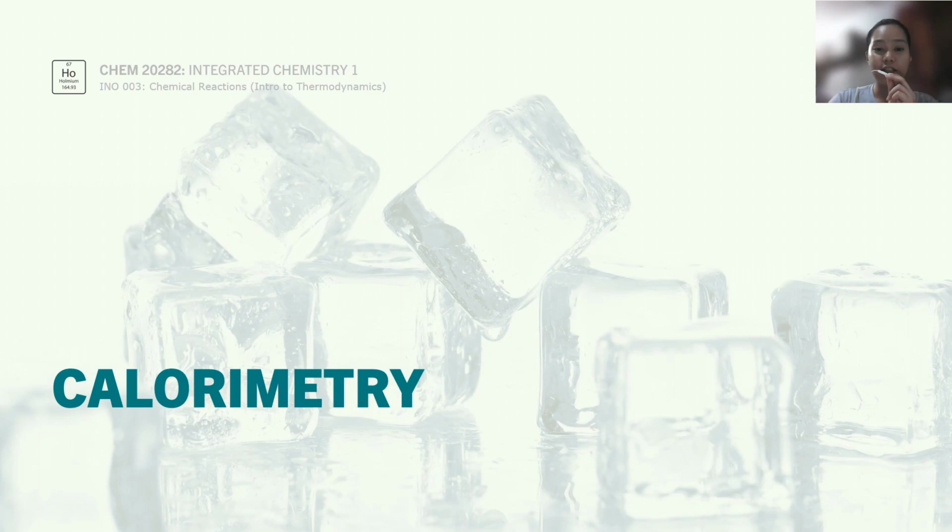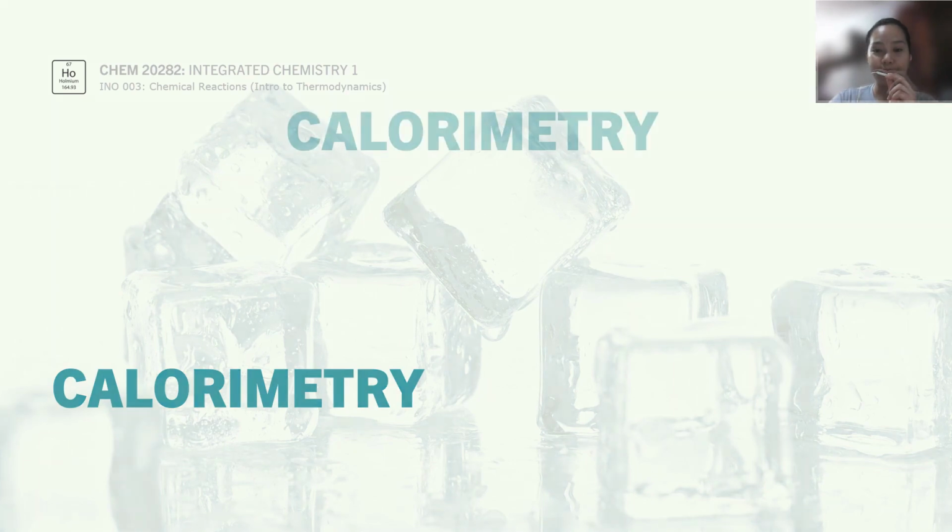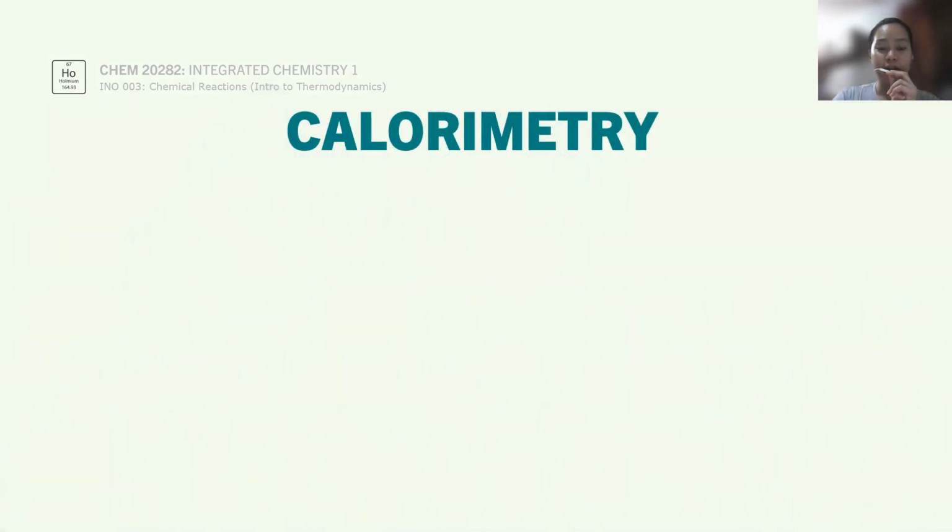Heat changes in physical and chemical processes can be measured. Calorimetry tackles how this can be done. Calorimetry is the measurement of heat changes during a physical or chemical process. Before we discuss the types of calorimetry, let us first get acquainted with specific heat and heat capacity.